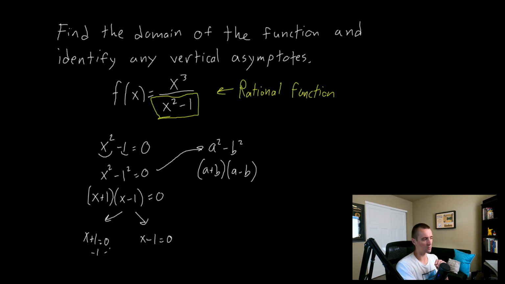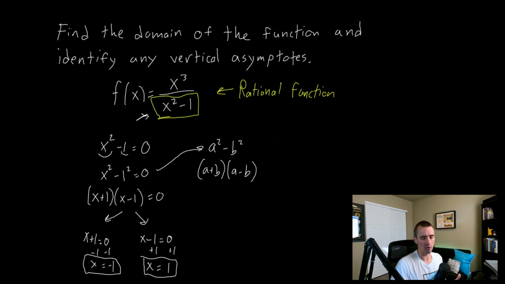With this one, we can just subtract 1 from both sides, giving us x equals negative 1. With this one, we can just add 1 to both sides, giving us x equals positive 1. Okay? So x equals negative 1, x equals positive 1. Those are the two x values that would cause us to divide by 0 in our original function. Okay? So what that tells us is x equals 1 and x equals negative 1 need to be removed from our domain of our function.